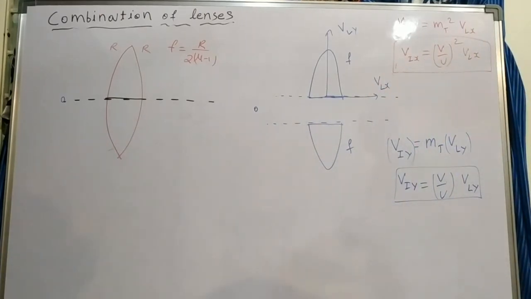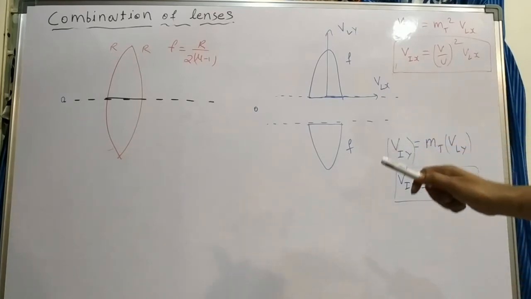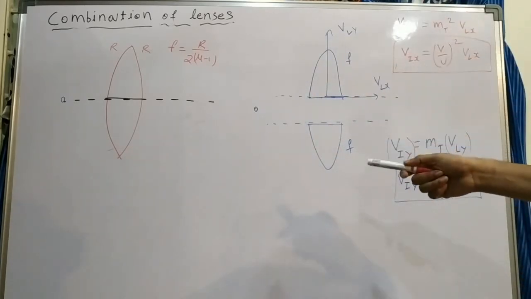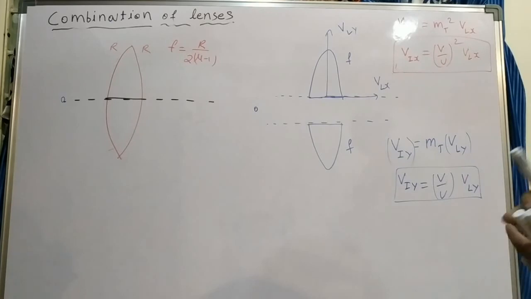If the object is moving along the principal axis, we use this. Perpendicular to the principal axis, use this. But here the only difference is that instead of the object, the lens is moving. Whether the lens is moving or the object is moving, there is a change in the separation between object and lens. So due to that, the image also changes according to this.